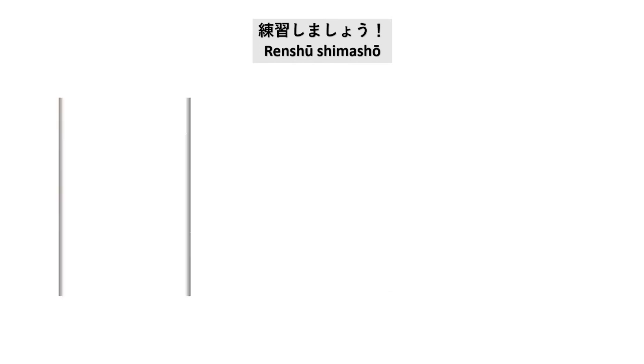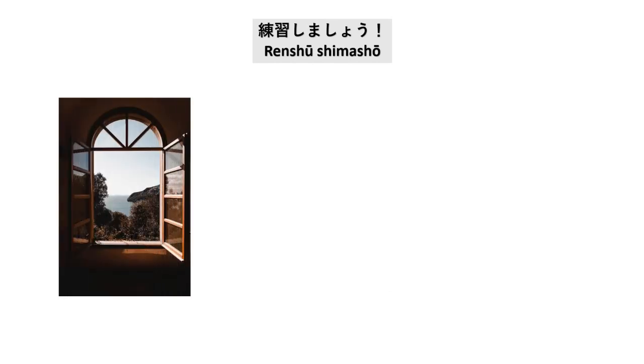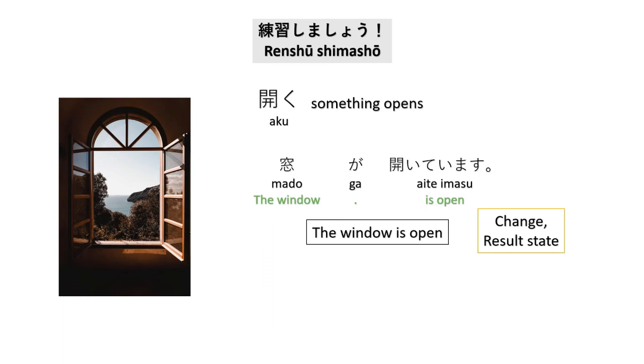All right, let's practice. So here you see the window opened. So open is aku. Here we are going to focus only on the intransitive verb. So something is open, something closes, etc. So here aku is the intransitive verb. So meaning there's only a subject and no object. So in this case we have mado ga aiteimasu. So the window is open as you see it right now. From being closed, it is now open.